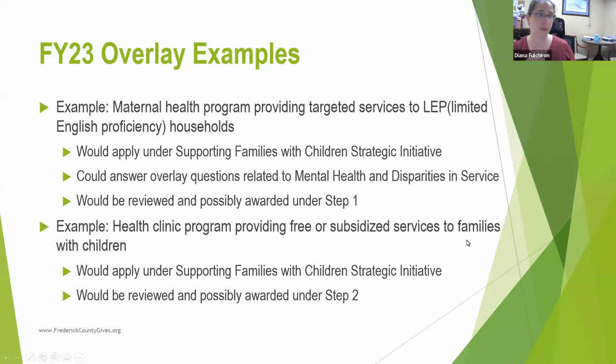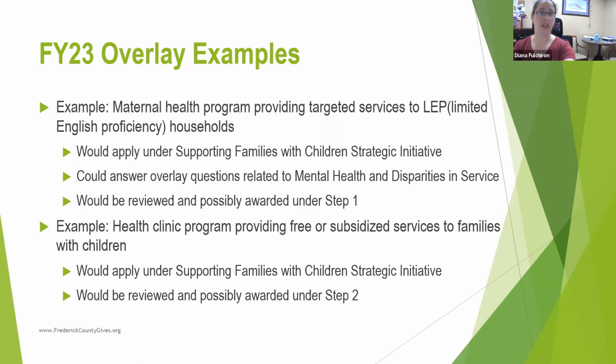Let's talk a little bit about an example. You still have to be providing a program that supports people impacted by substance use disorder, or preparing for an aging population, or supporting families with children. So you still have those three buckets of things that you can do from the 2019 strategic initiatives. Within those buckets, there'll be preferences if you are addressing mental health, affordable housing, and/or disparities in service.